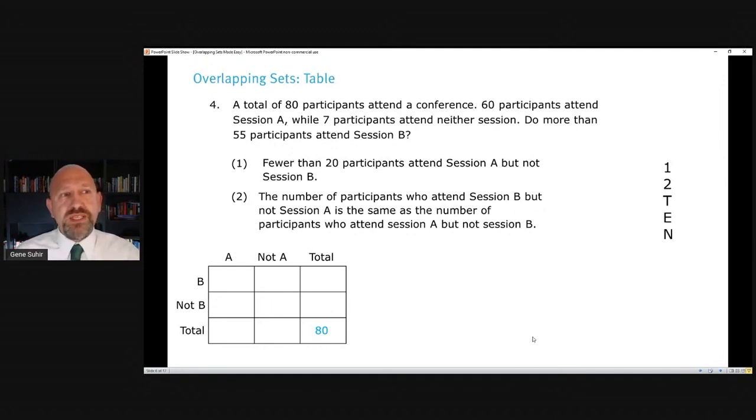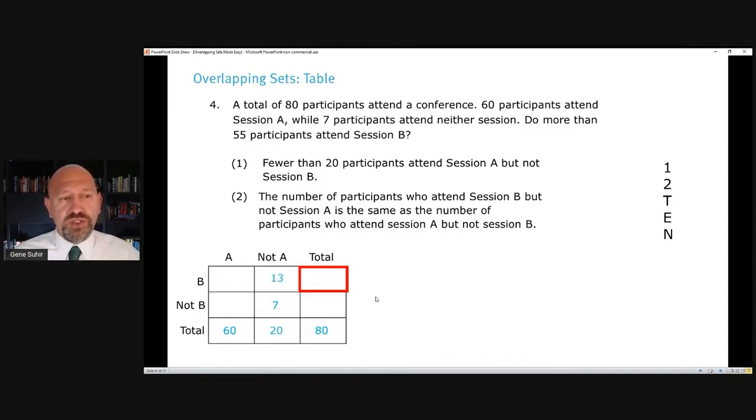Total, total. 60 attend session A. So that'll be our session A, total 60. 7 participants attend neither session. So not A, not B, we're going to have 7 there. But the magic box, the one we're especially interested in: do more than 55 participants attend session B? Yes or no? So session B total, that's the box ultimately that we are interested in.